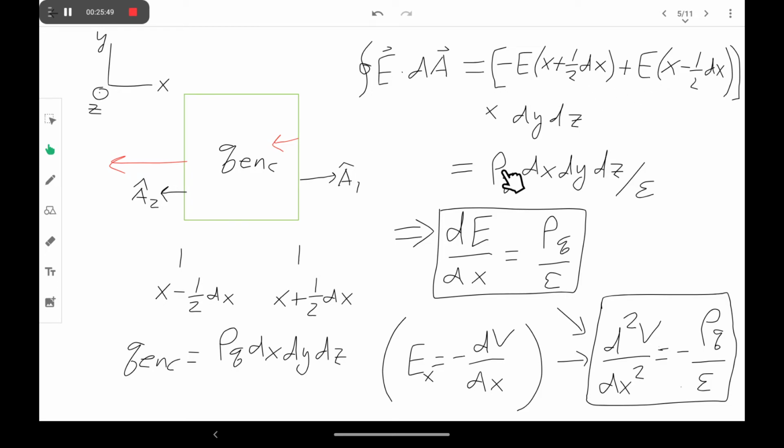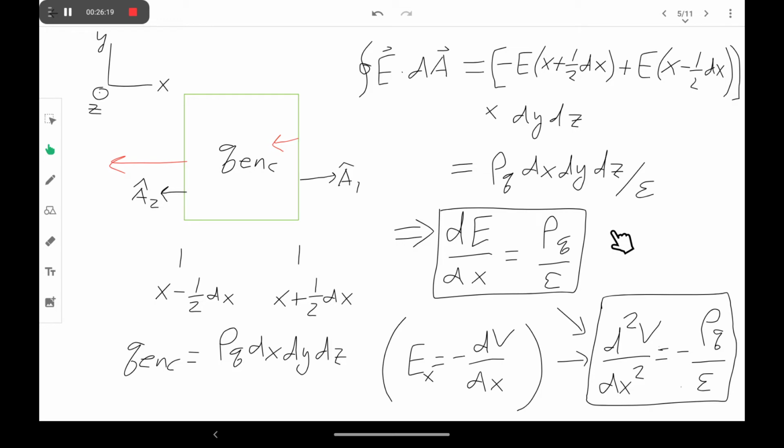then we get dE/dx, that's the definition of the derivative. And then if we divide by the dy dz on both sides as well, because they're on both sides, we cancel these out, and we're just left with the bulk charge density, or the volume charge density, divided by the constant. So this is Gauss's law in bulk. Okay, so in a volume as opposed to a surface.